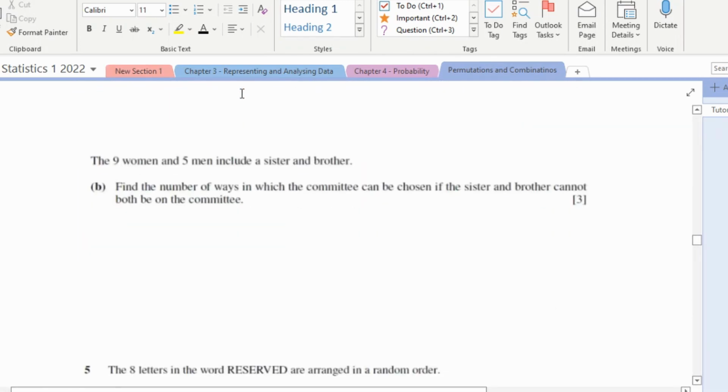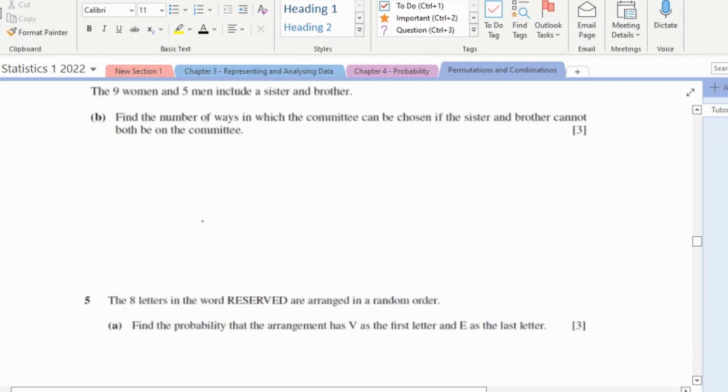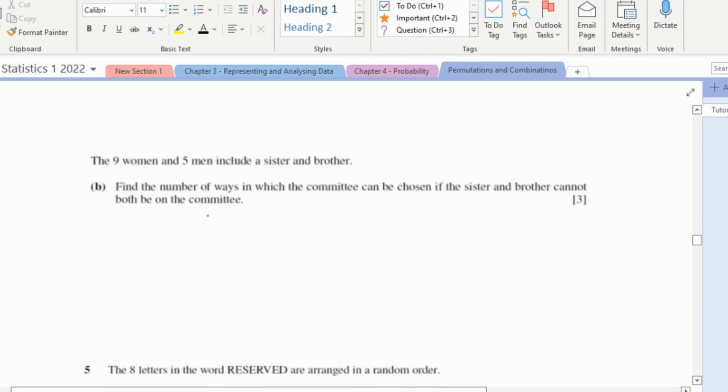And now we are told that the 9 women and 5 men include a sister and a brother, and we've got to find the ways that they can be chosen so that the sister and the brother cannot both be on the committee, because presumably they'd fight or something. Okay.